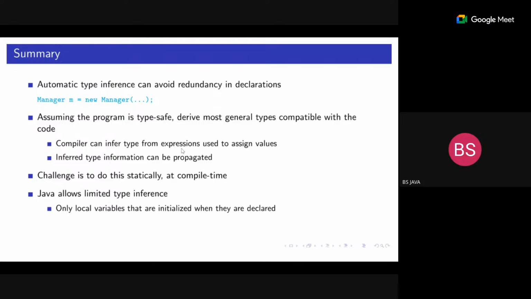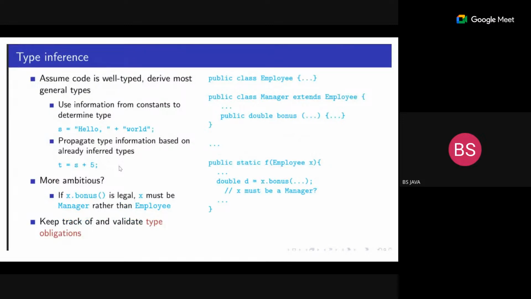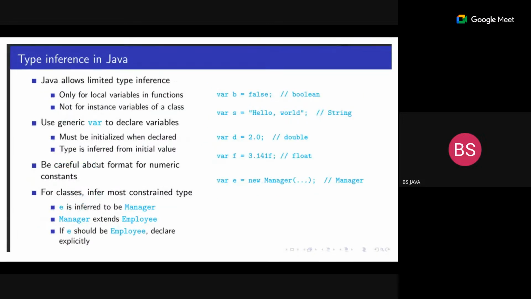The compiler can infer the type from the expressions used to assign the values. So based on the initial value, or the expressions we give at the time of declaration and initialization, the compiler will infer the type of the variable. Inferred type information can be propagated. In the previous example, t equal to s plus 5. The type of s is string and we are doing s plus 5, so t must be a string. So that can be propagated.